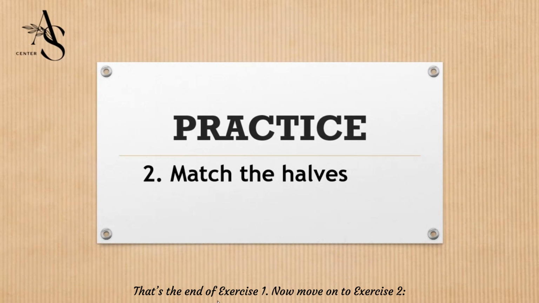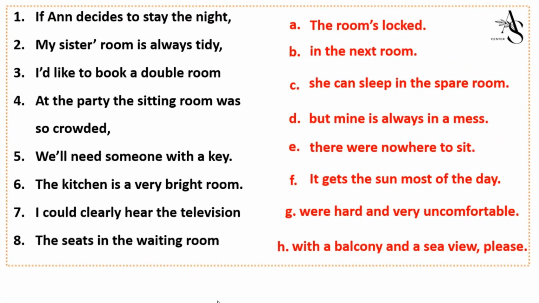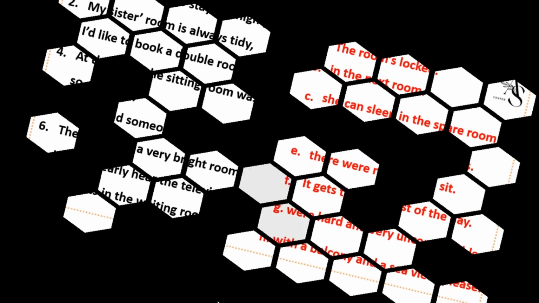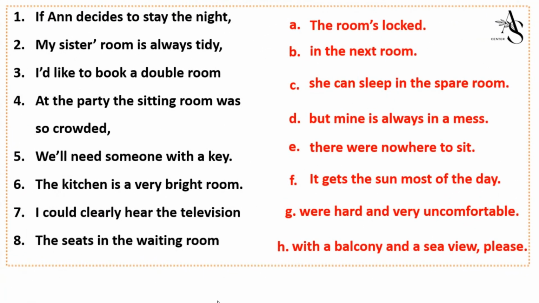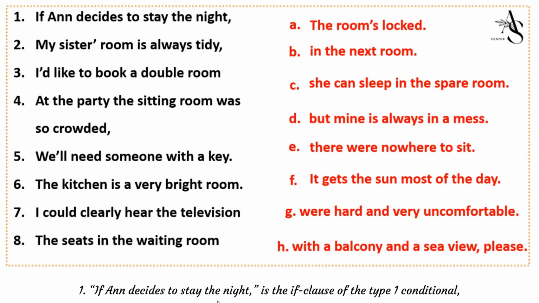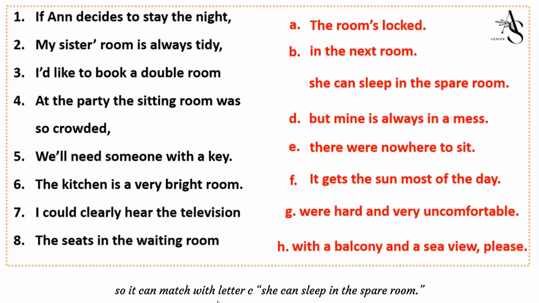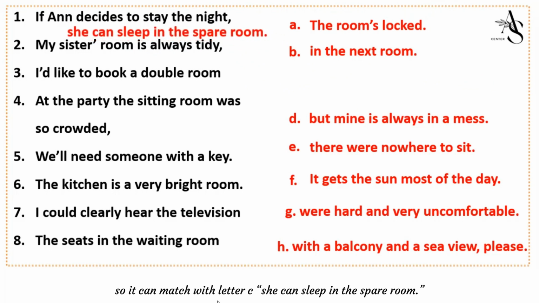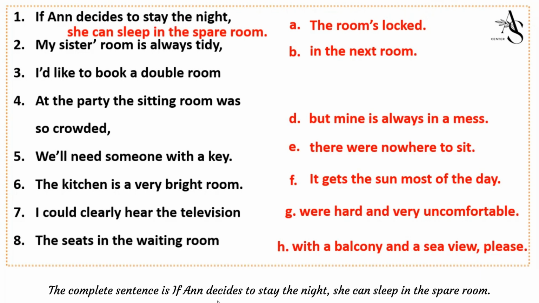Now move on to exercise 2, match two halves to make meaningful sentences. Again, pause the video and do the exercise. One, "if Anne decides to stay the night" is the if clause of the type 2 conditional, so it can match with letter C. "She can sleep in the spare room." The complete sentence is, "If Anne decides to stay the night, she can sleep in the spare room."